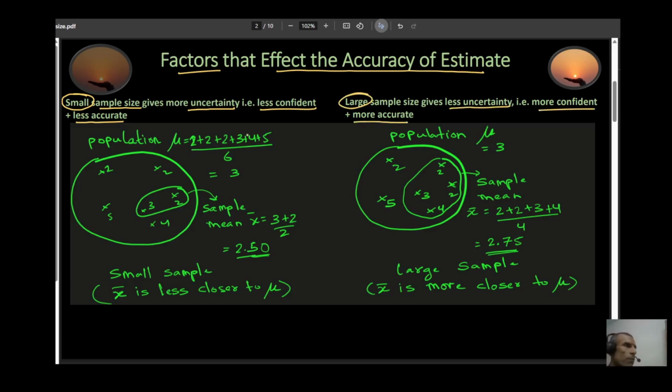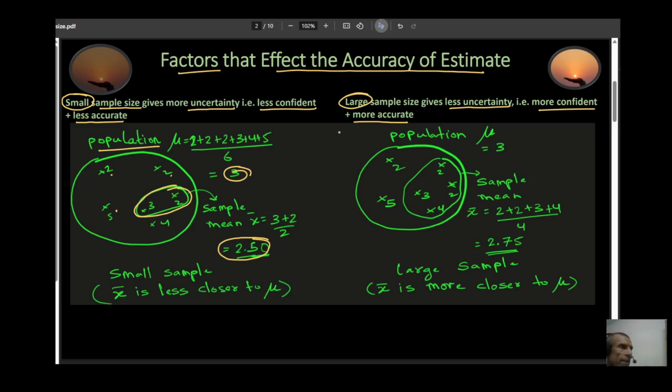Let's understand this through an example. Let's say I have this population with 6 data points. My data points are 2, 2, 5, 4, 3, 2. I calculate the mean of my population and the answer comes out to be 3. This is my mu. I take a sample of just 2 points, 3 comma 2. These are my 2 points, and I calculate the mean of my sample points, and the answer comes out to be 2.50.